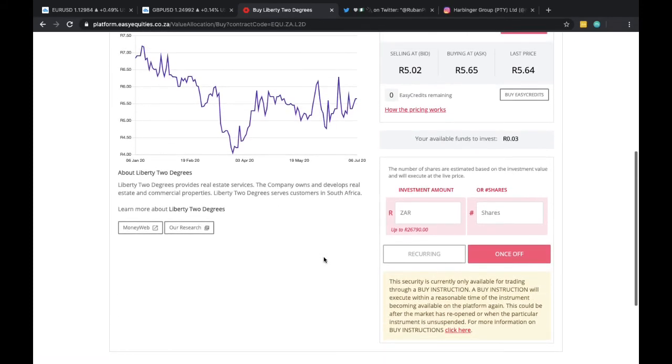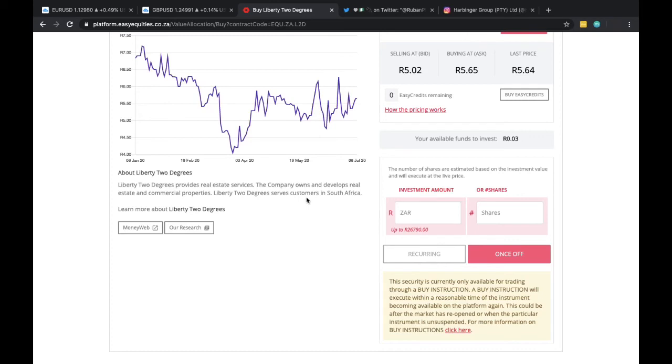So they have a very short description on here. The company owns and develops real estate and commercial properties. Liberty 2 Degrees serves customers in South Africa. Just to add on to that, the Liberty property portfolio comprises predominantly retail real estate in South Africa. As I mentioned, part of the portfolio is the Sandton City complex, the Eastgate complex, and the Melrose Arch complex.